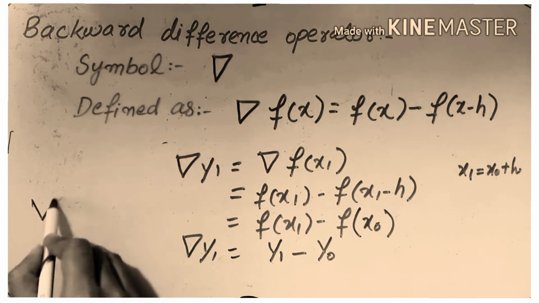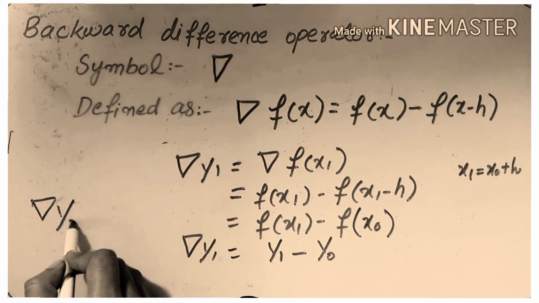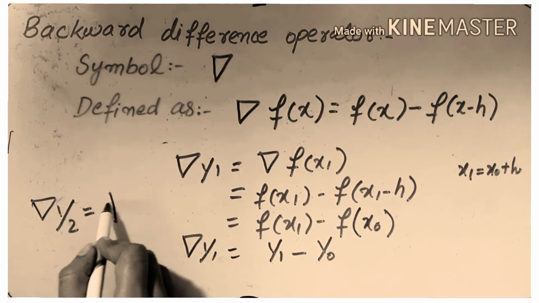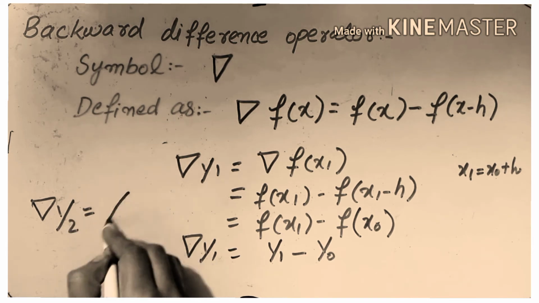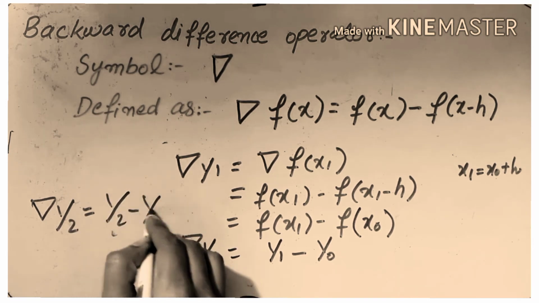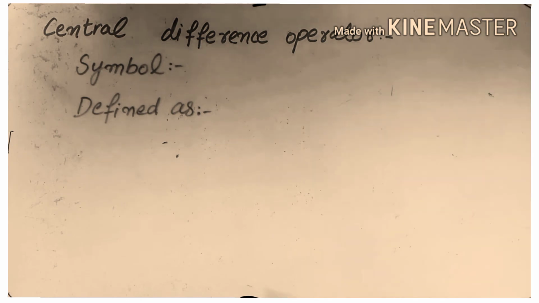We can easily tell what the backward difference of y2 is. It is y2 minus y1.